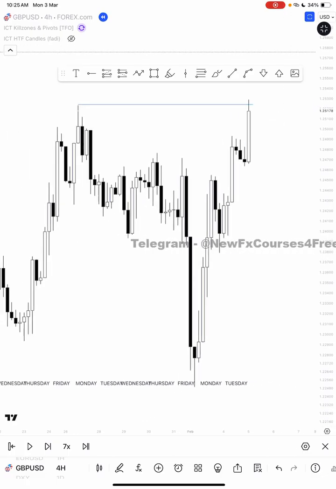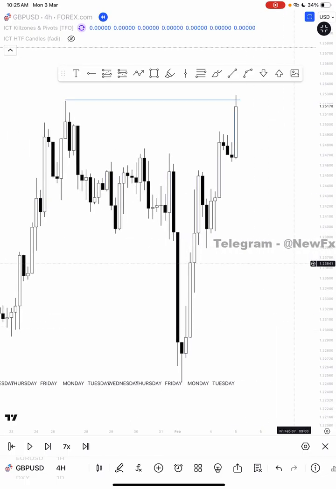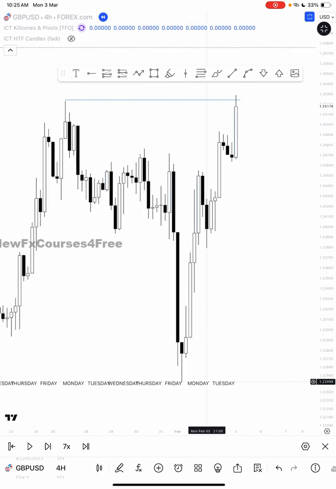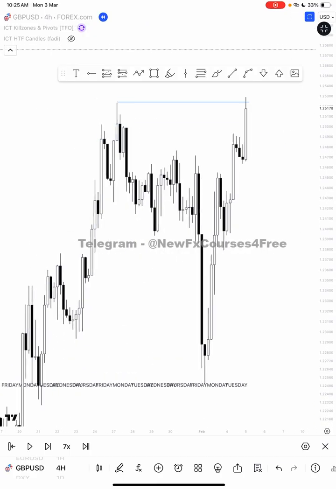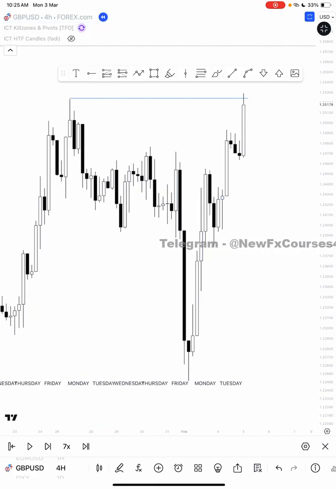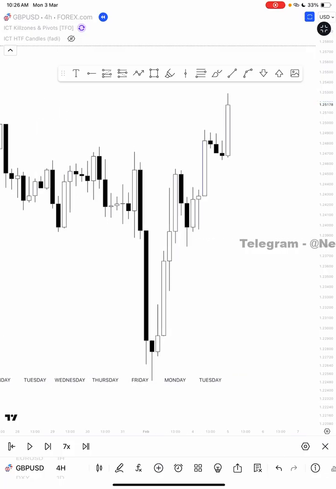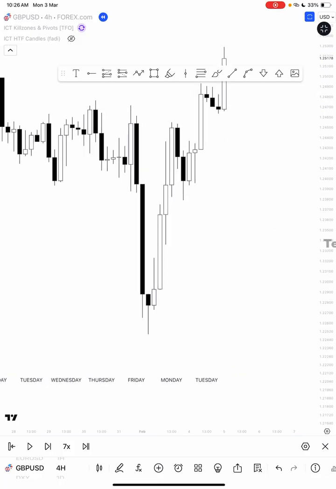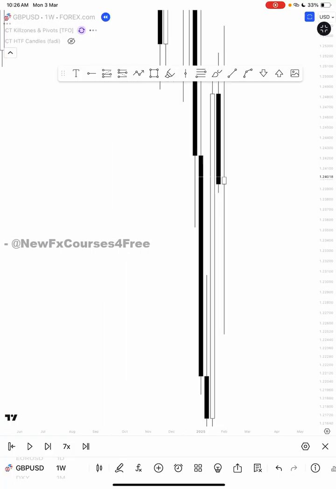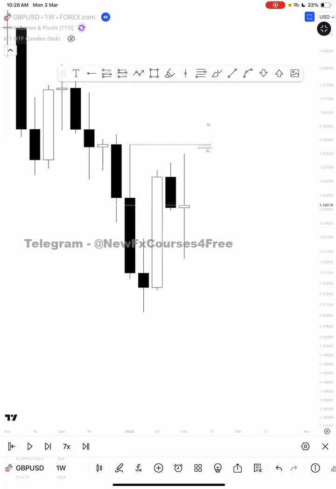Then we got a retracement down to the golden zone. Don't worry, we're going to talk about that. The golden zone of this whole range. Then before expanding higher towards our second draw on liquidity. So here, that's an example of previous week low and previous week high.